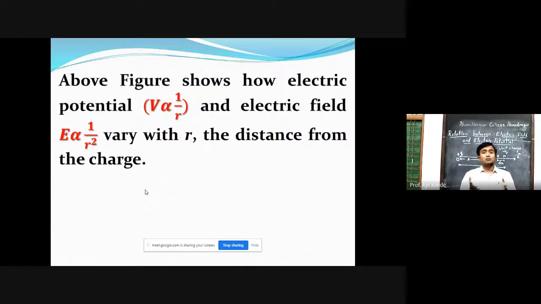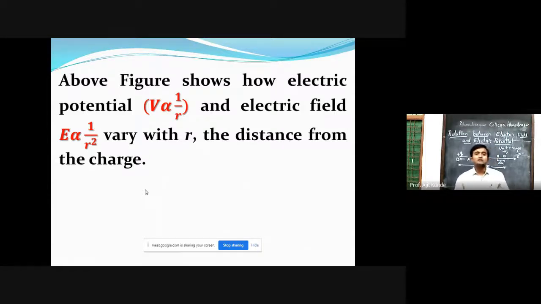When we look at electric field, the same thing happens. As distance is increasing, electric field is decreasing. We can say that they are inversely proportional to each other. But here it is not inversely proportional to only R. Electric field is inversely proportional to R square.